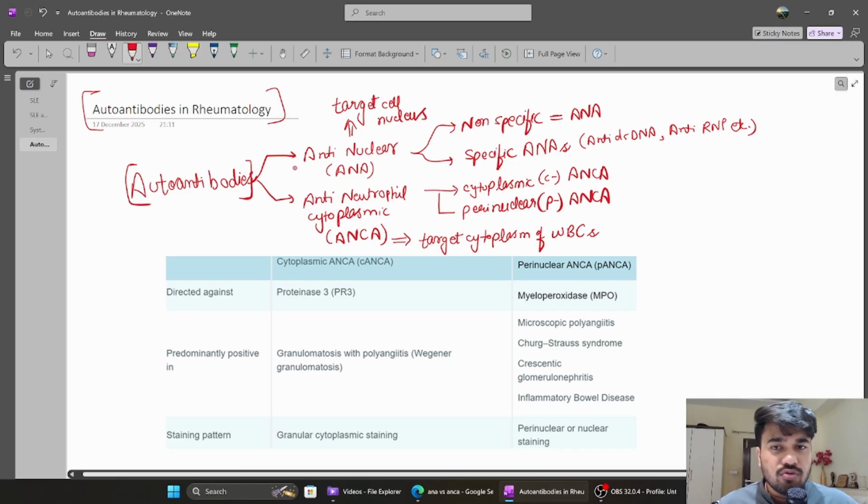So they can be of two types. They can be anti-nuclear antibody, which are simply known as ANA, or they can be anti-neutrophil cytoplasmic antibodies, which are known as ANCA. Now, anti-nuclear antibody, as the name suggests, target the cell nucleus, while anti-neutrophil cytoplasmic antibodies target the cytoplasm of WBCs, typically of the neutrophils, right? Hence the name anti-neutrophil cytoplasmic antibodies, right?